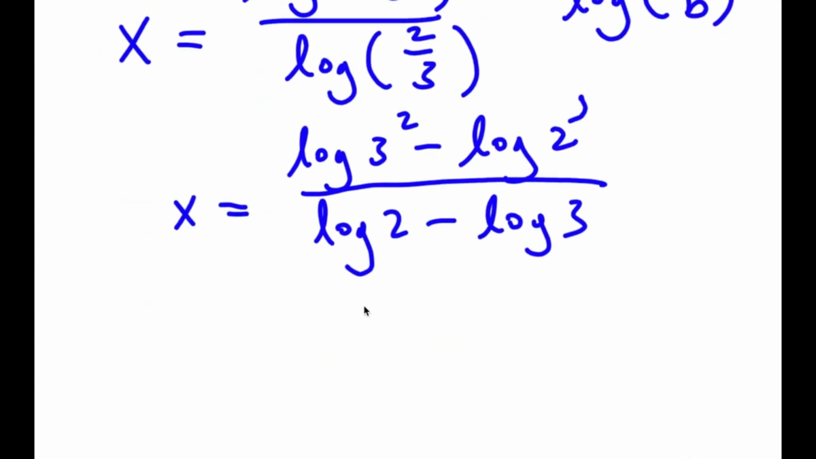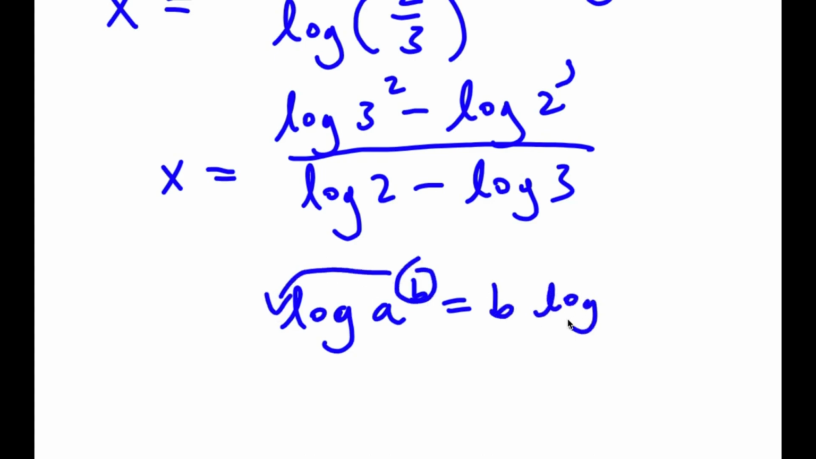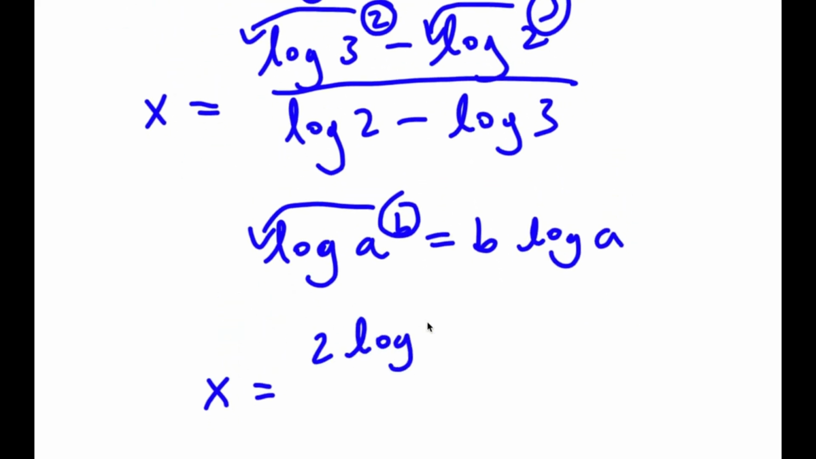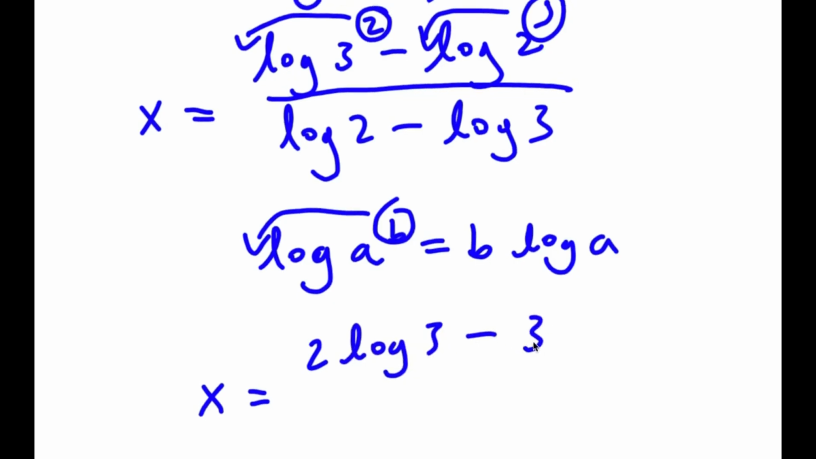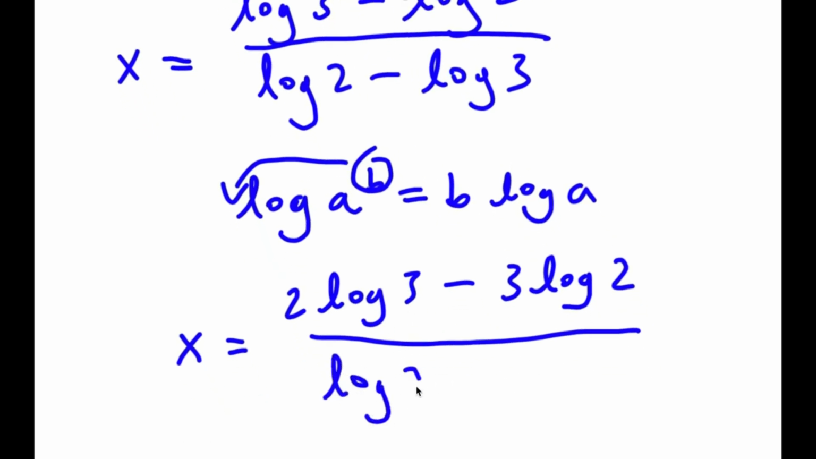Now remember the property that states if I have something in the form log a to the power of b, this is equal to b times log a. So I'm going to use this property for both log 3 squared and log 2 to the power of 3. So I'm going to move my exponent to the front of the logarithm. So now I have x is equal to 2 times log 3 minus 3 times log 2 divided by log 2 minus log 3.